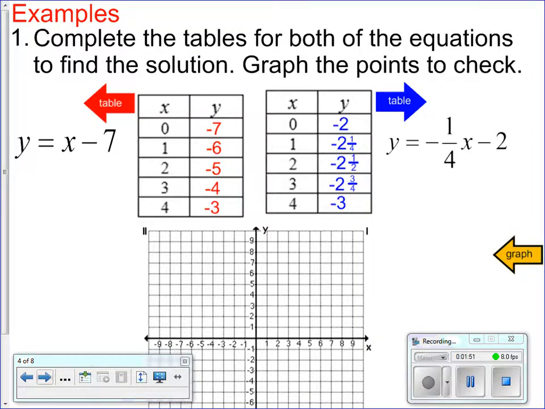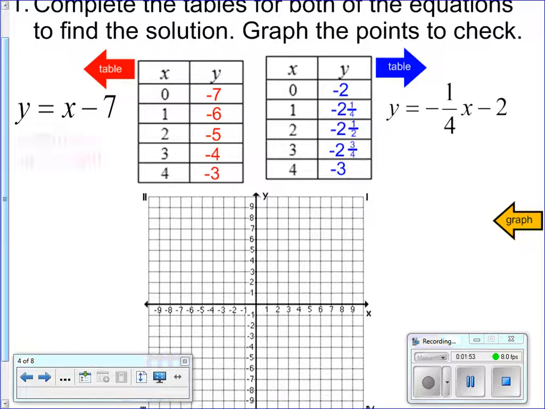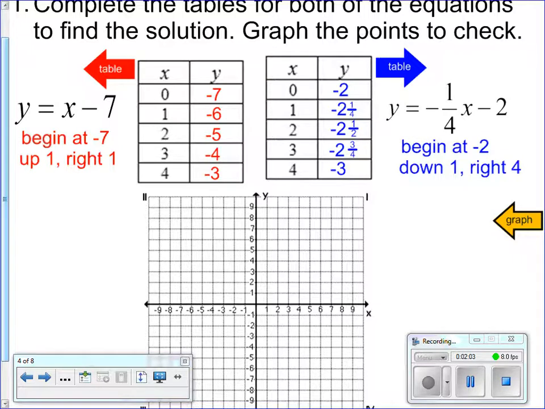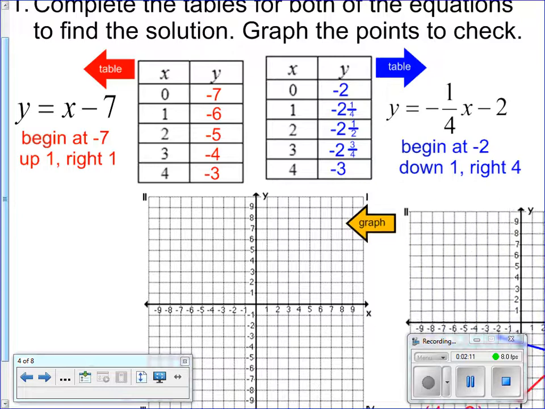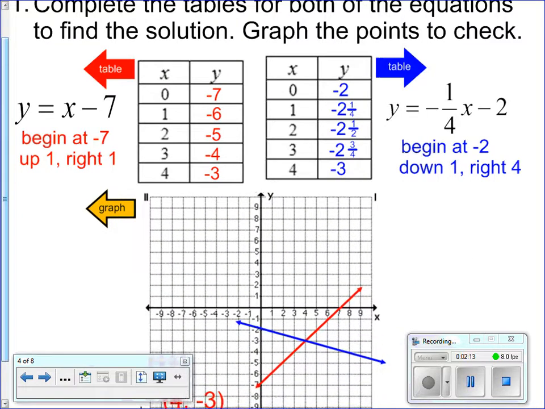So then I'm going to graph both of those. For this one, I begin at negative 7, and then my slope is 1, so I go up 1, right 1. In this equation, I begin at negative 2, since they're both in slope-intercept form. My slope is negative 1/4, so I go down 1, right 4. Let's graph both of those.